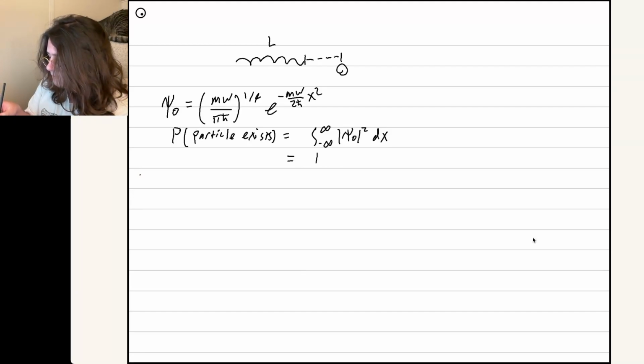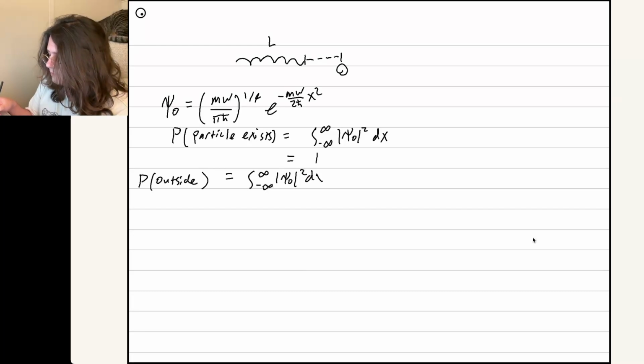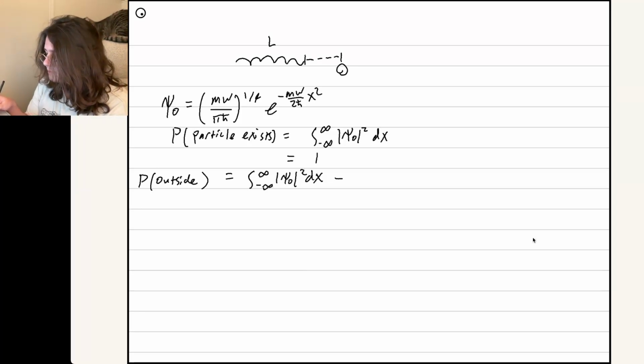But if we wanted to find the probability that the particle is outside of the classically allowed zone, then we have, first of all, the integral over all space of the square modulus of the wave function, but then minus the integral of just the classically allowed region, where I can say it's minus x naught to x naught, of psi 0 squared dx.